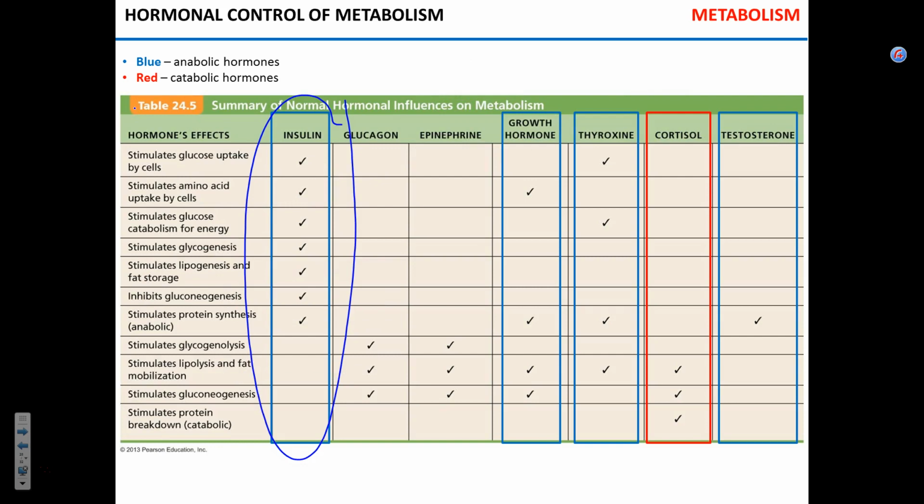Now, hormonal regulation. I want you to focus on these 4. Okay? So, blue are anabolic. Insulin increases uptake of glucose and amino acids. Increases glucose breakdown, storage of glycogen, storage of lipids, and it actually stimulates protein synthesis. Growth hormone, same.